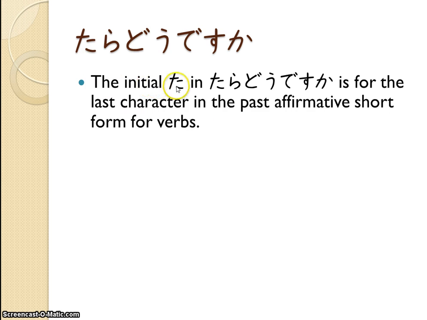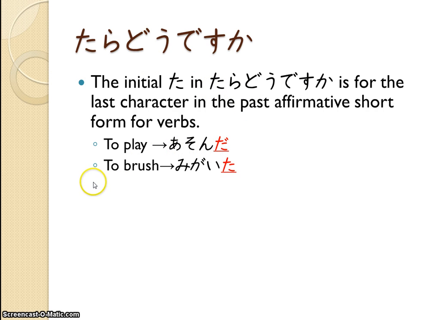Now, the initial ta in tara dou desu ka, this character right here, is the last character in the past affirmative short form for verbs. So let's take a look at some of these. Asobu, to play. So the past form is asonda. If you put this in the phrase, it'll be asondara dou desu ka? Migaku would be migaita. So migaitara dou desu ka? Anda comes from amu. So once again, the da goes for this one right here.